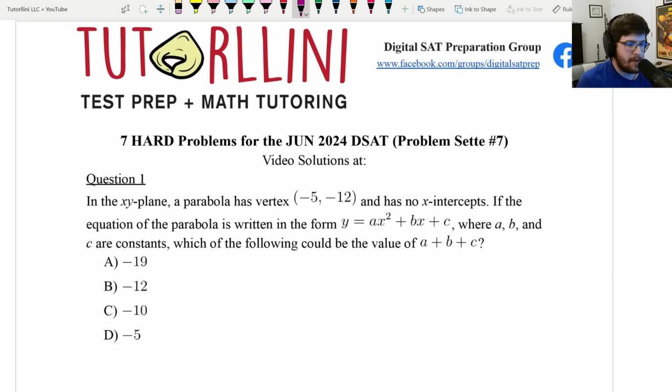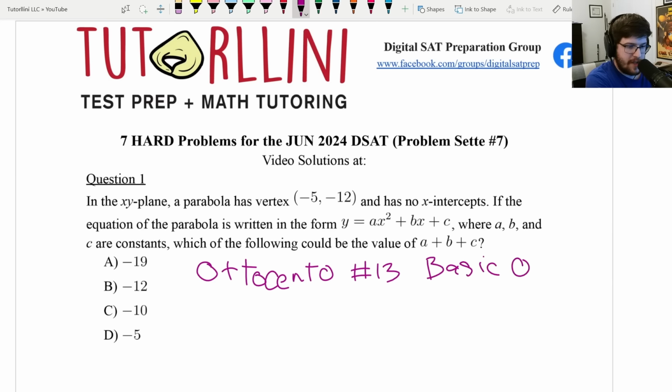Okay, question number 1. So I go over a good handful of these concepts in my video Ottocento number 13, Basic Quadratics. So definitely go and check that out.